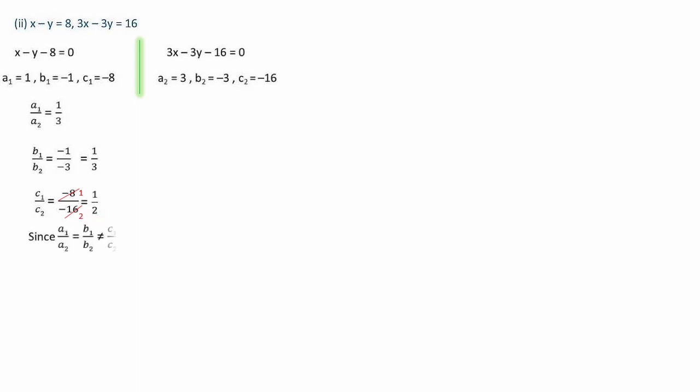Then when we check, a1 by a2 is equal to b1 by b2 but not equal to c1 by c2. So we come to the conclusion that the system has no solution. If there is no solution, we can say that it is inconsistent. So we write the system is inconsistent. If the system is inconsistent, we need not draw the graph. Only if it is consistent are we asked to draw the graph. Here the system is inconsistent, so no need to draw the graph because there is no solution.